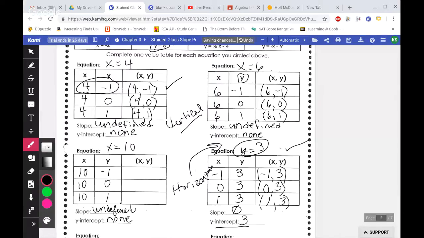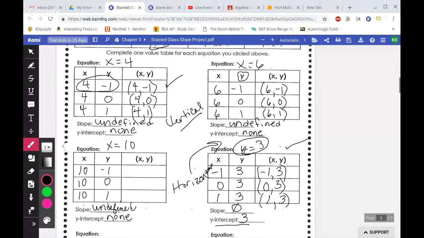All right. Are y'all understanding that? So x equals anything are vertical lines. Y equals anything are horizontal lines. Horizontal lines all have a slope of 0. Vertical lines have an undefined slope, because if you were working out the slope formula, a 0 would be in the denominator, and that's a no-no.